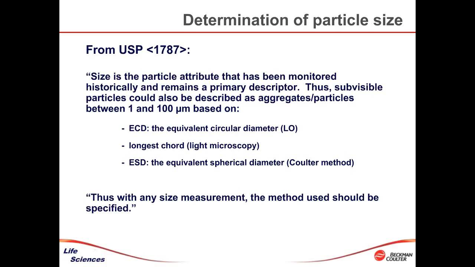in the Coulter method. All of these are valid. None of them are, quote, wrong. But again, we're trying to bend the rules here a bit. We're saying we're going to take a three-dimensional object and describe it with one dimension. Well, all of these will have slightly different variations on the value given. So at the end, in 1787, they also make this comment: with any size measurement, the method used should be specified.